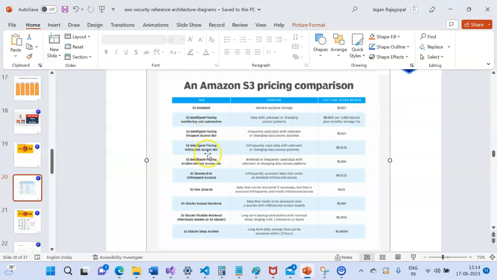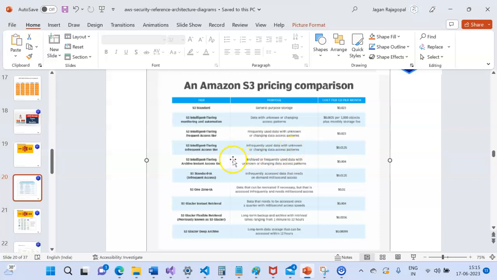If you go to S3 Intelligent-Tiering, it is for monitoring when the data access pattern is unknown, and the charging will be different according to the access pattern. So you have scalability, and the next one is frequently accessed. If you're accessing frequently, they will charge for that. In that way you can reduce the cost for unknown access patterns.